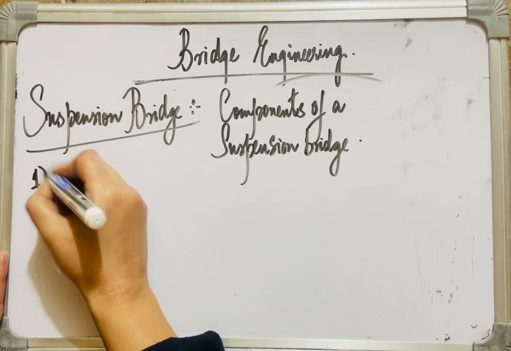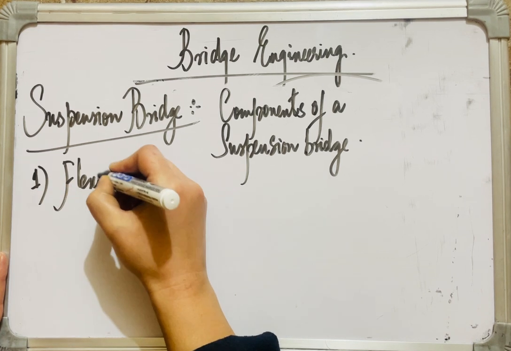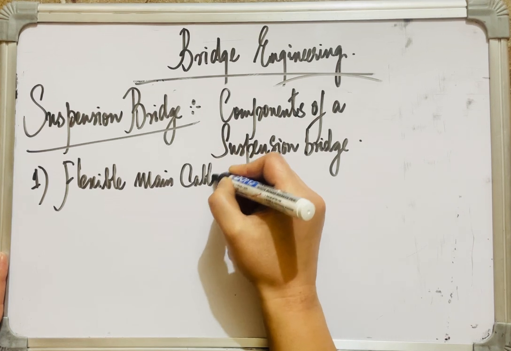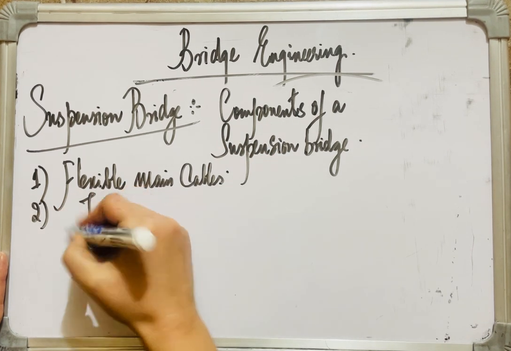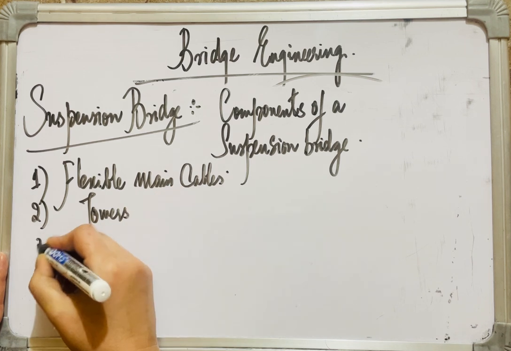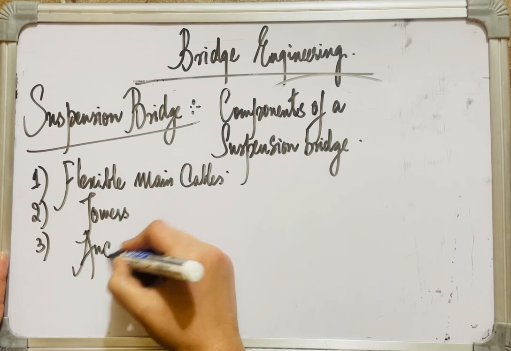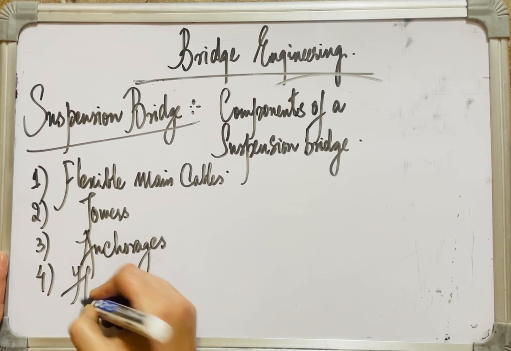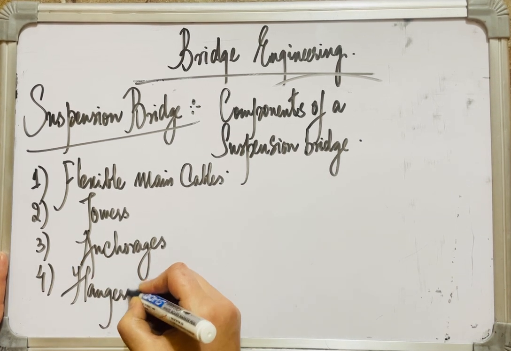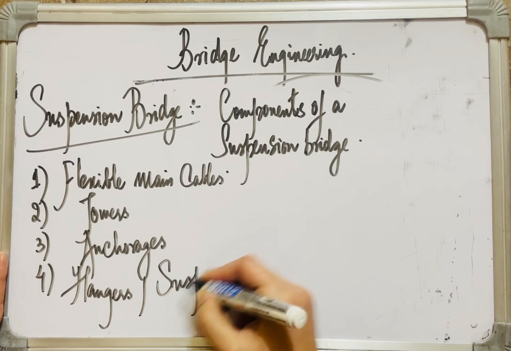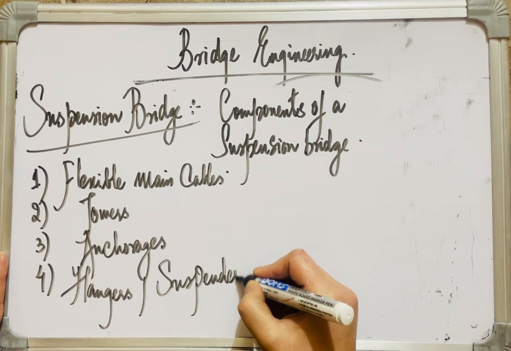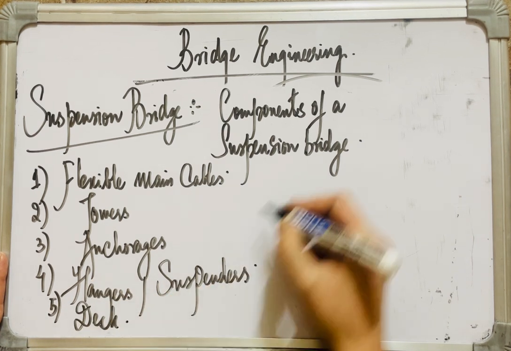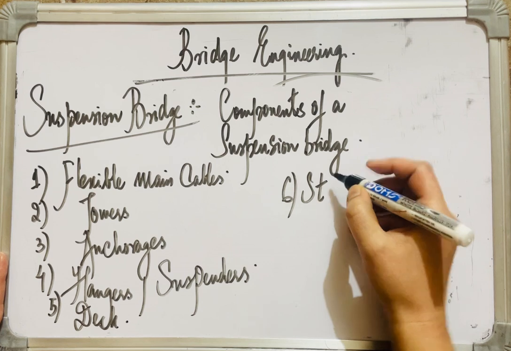First one, flexible main cables. The second component is towers. The third one, anchorages. Fourth one, hangers, which are also known as suspenders. Fifth one, the deck, of course. And the sixth one, the stiffening system.